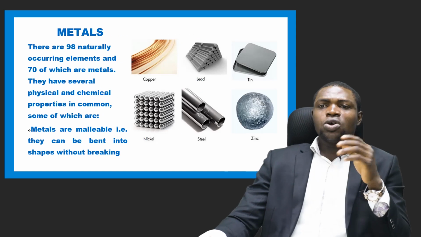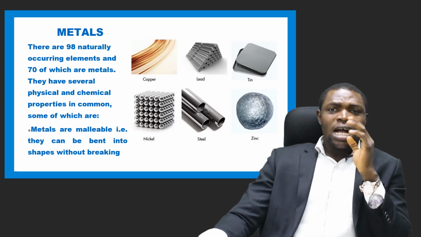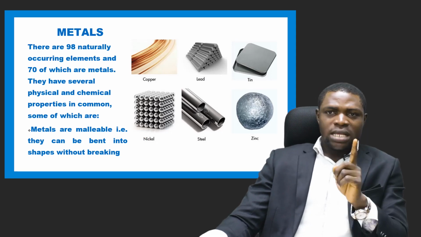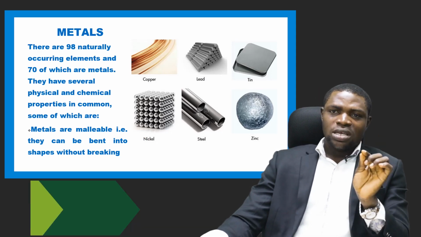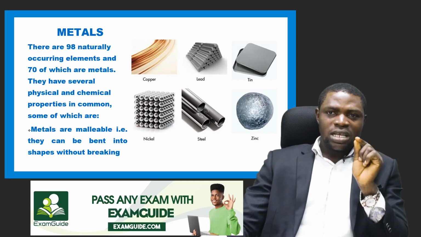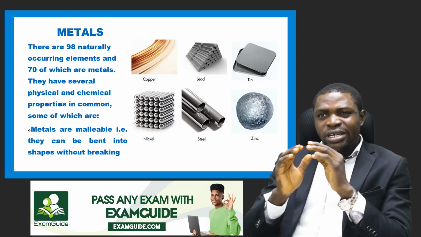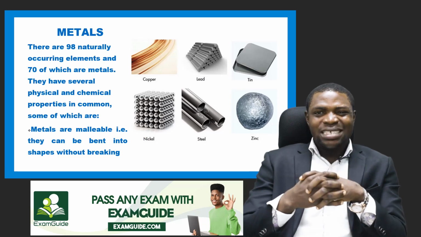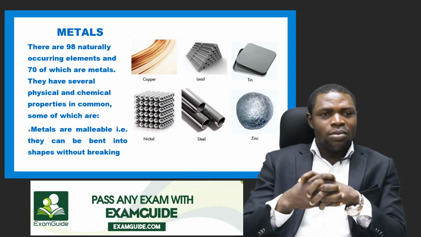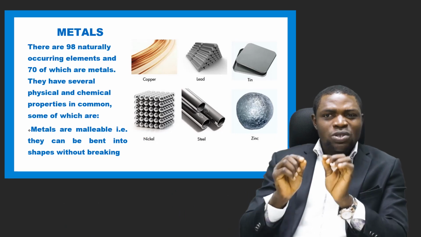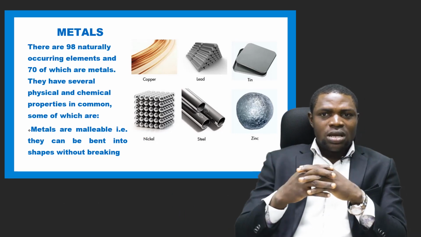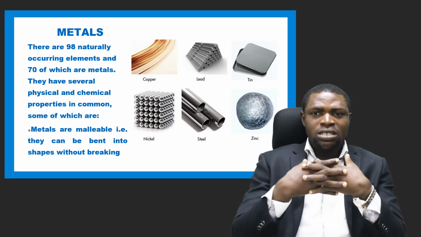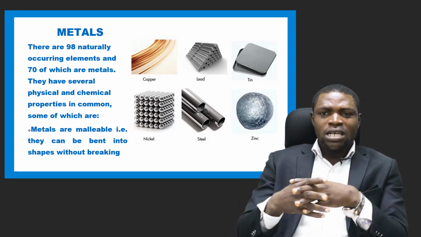That's awesome. So now, if you look at the first group, which is group 1, they are called alkali metals. Now, this is very important. You need to pay attention here. There are about 98 naturally occurring elements, and 70 of them are metals, and they have several properties in common. Generally, metals are malleable.